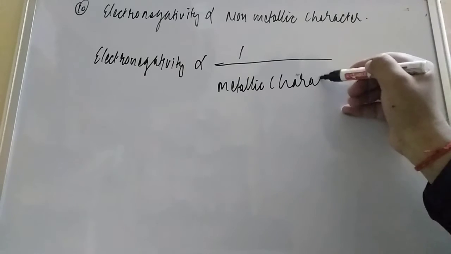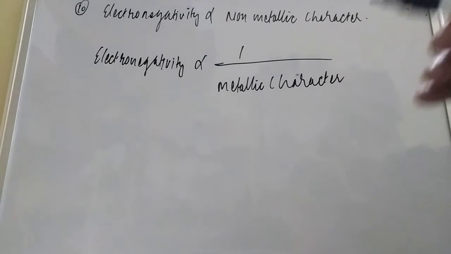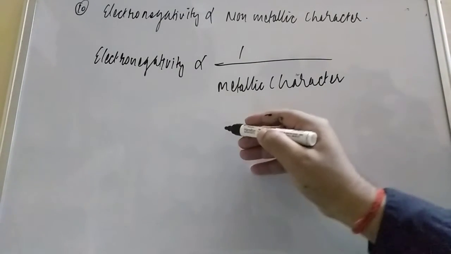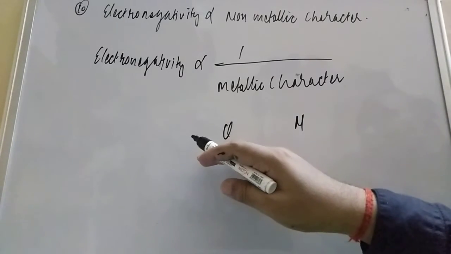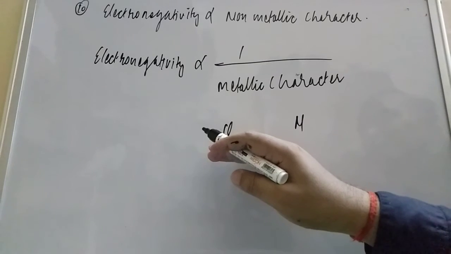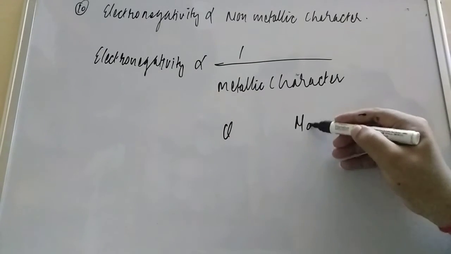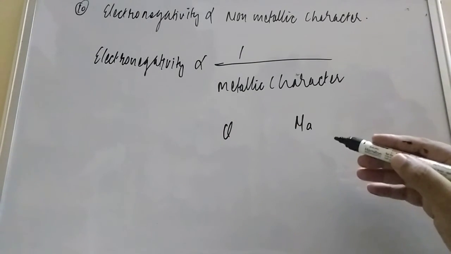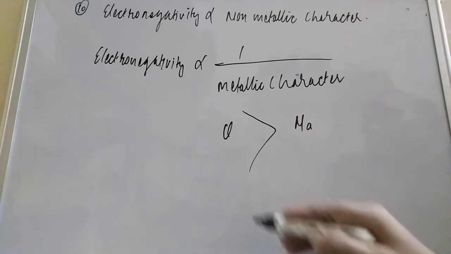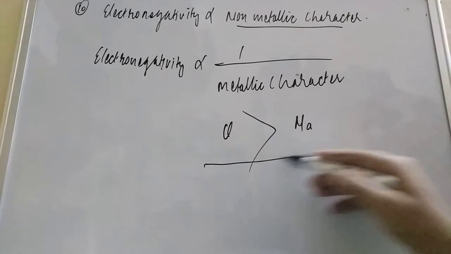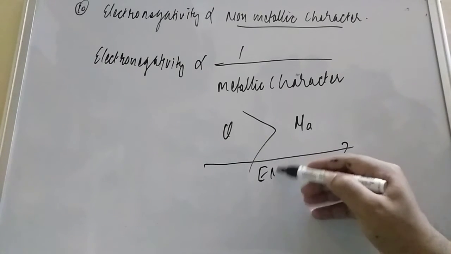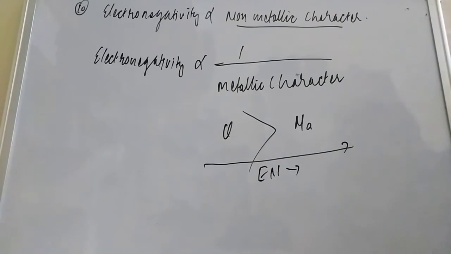So a simple concept you can apply here. Suppose I have chlorine and I have sodium. Chlorine is the electronegative atom, and sodium has the least electronegativity. Why? Chlorine is a non-metal and sodium is a metal. So this will be the order of electronegativity. This is also one way to determine the electronegativity of the elements.